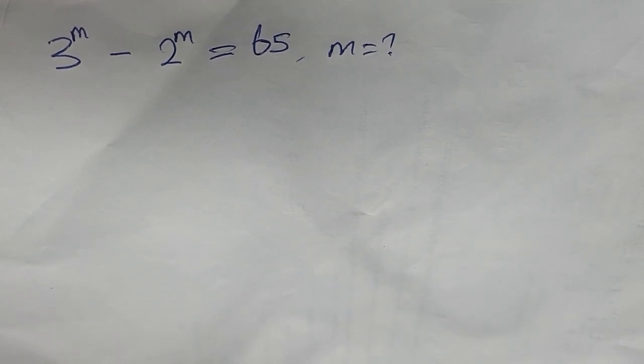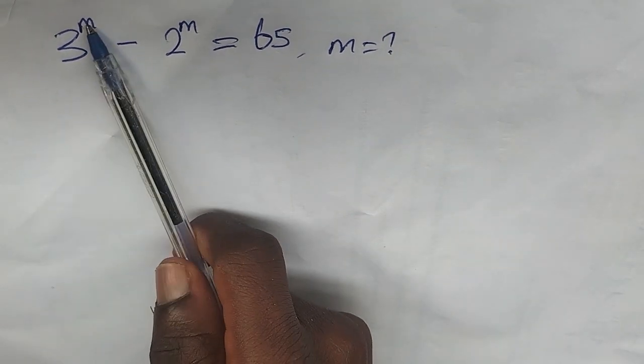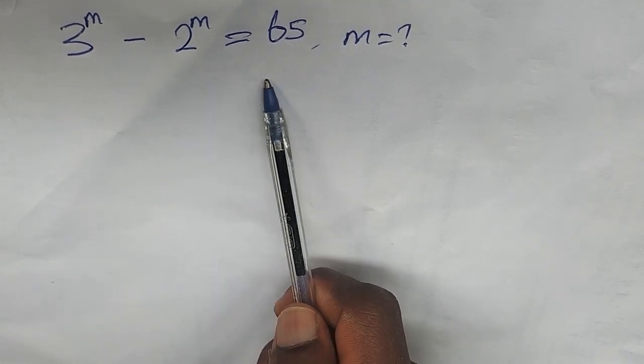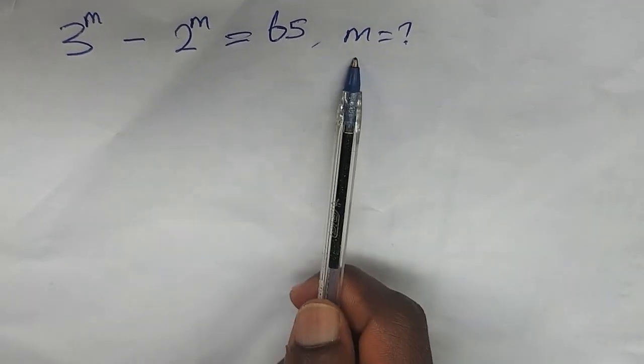We want to solve another series of challenge which says 3 to the power of m minus 2 to the power of m is equal to 65. So you are looking for the value of m. So how can we solve for the value of m in this challenge?